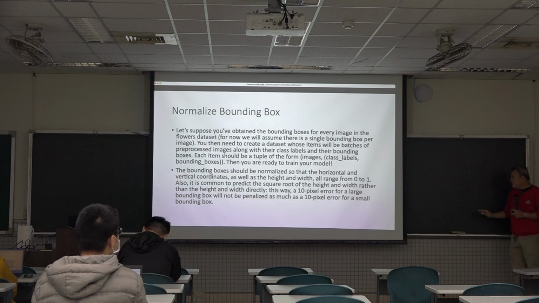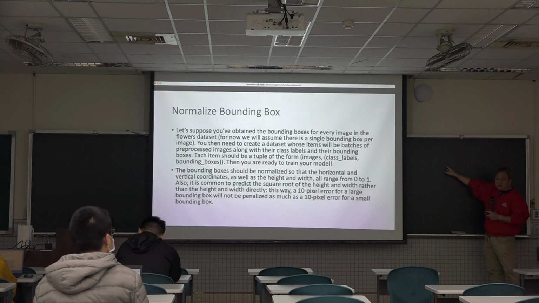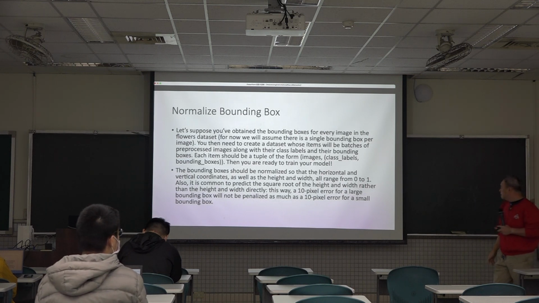So you can see that if you use the square root, with the same error, the larger bounding box, where a 10 pixel error is only 10%, is penalized less. If the bounding box is just 10 pixels, then a 10 pixel error is pretty much 100%. You don't want to penalize this one that much, so one way to do it is to use the square root.